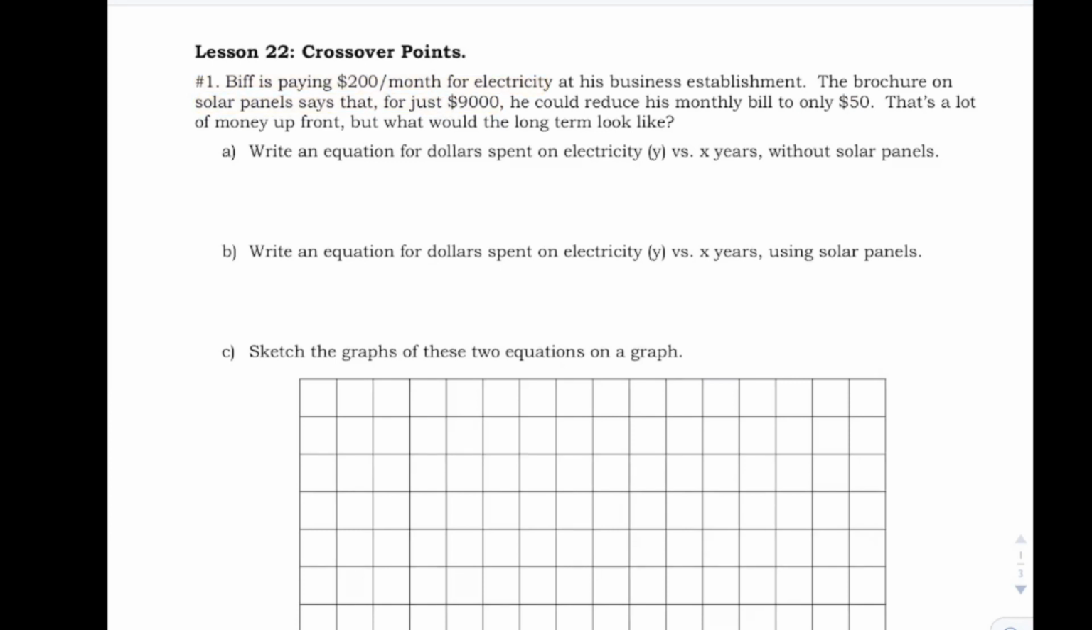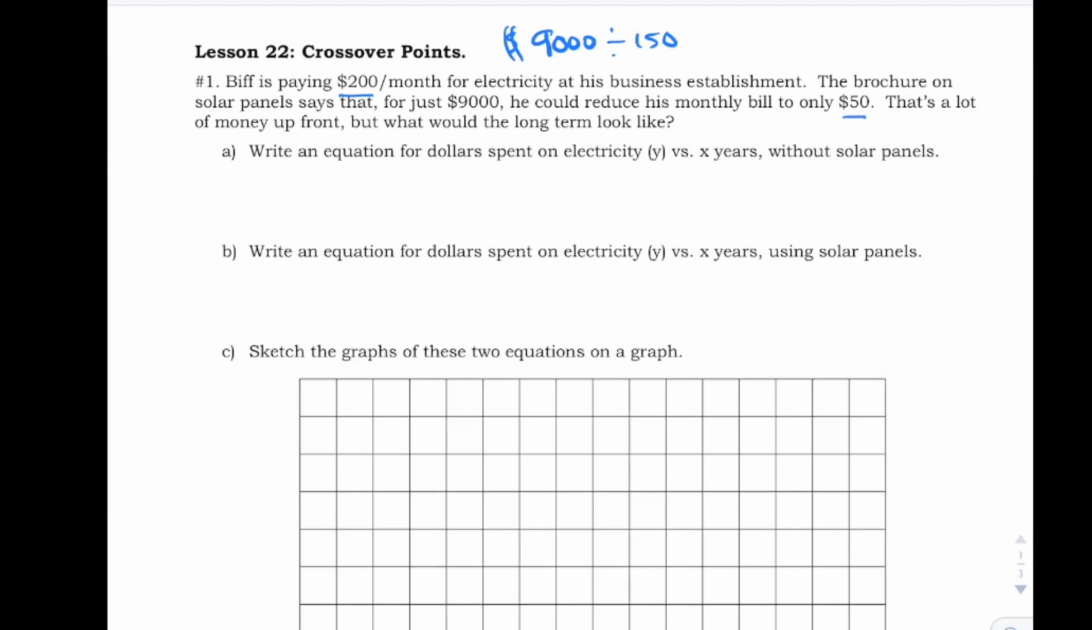Well, if you want to just do plain arithmetic, and sometimes that's a good starting point, you could ask yourself, look, I have to spend $9,000. How long is it going to take me to get back my $9,000? Well, instead of paying $200 a month, I'll pay $50. So I'm saving $150 a month. How many months is it going to take to get my $9,000 back?